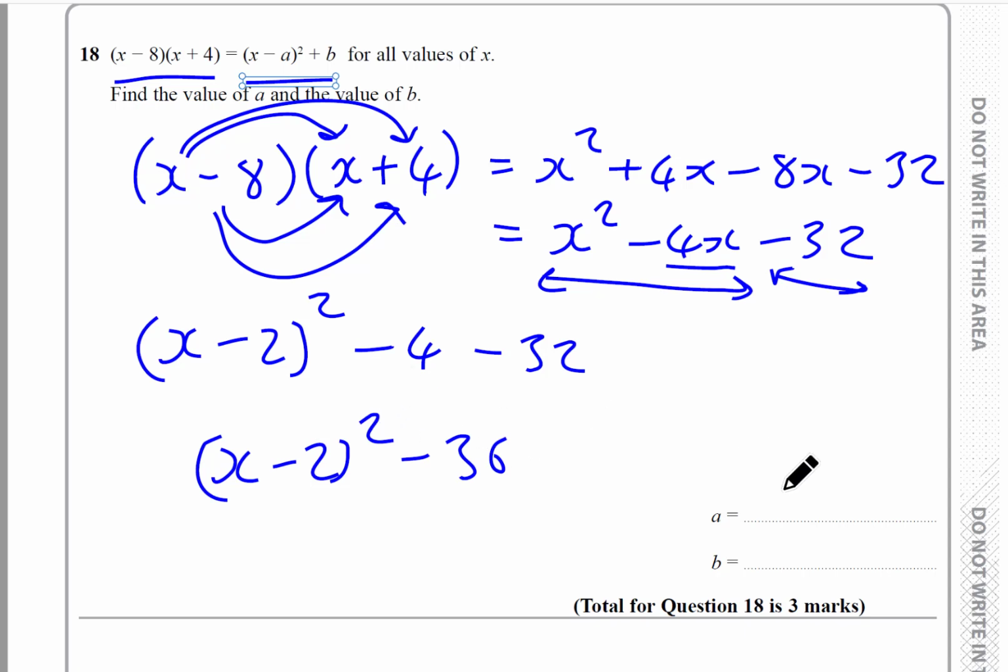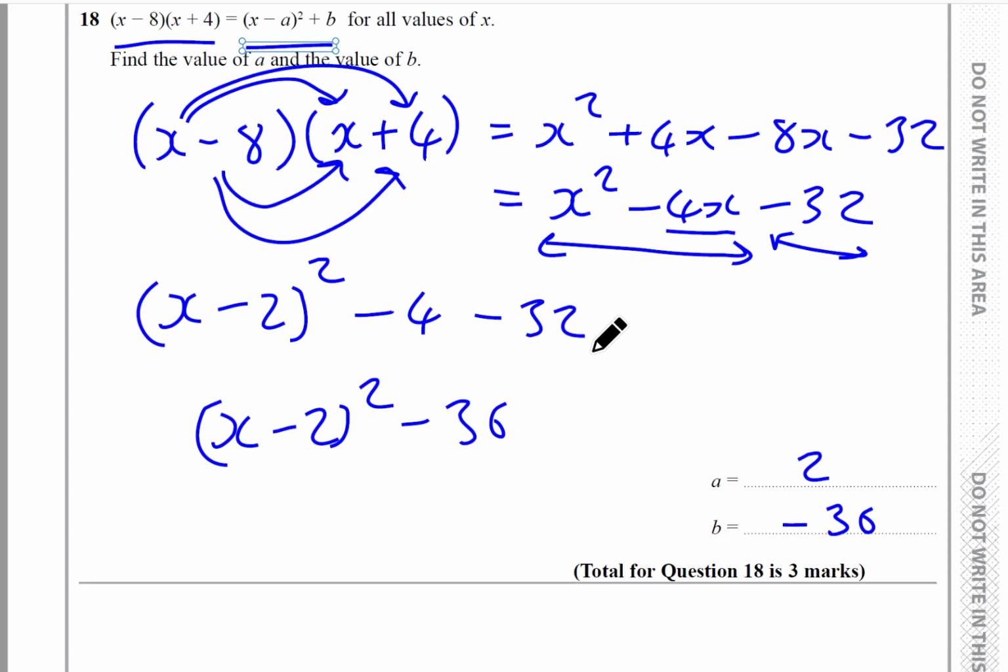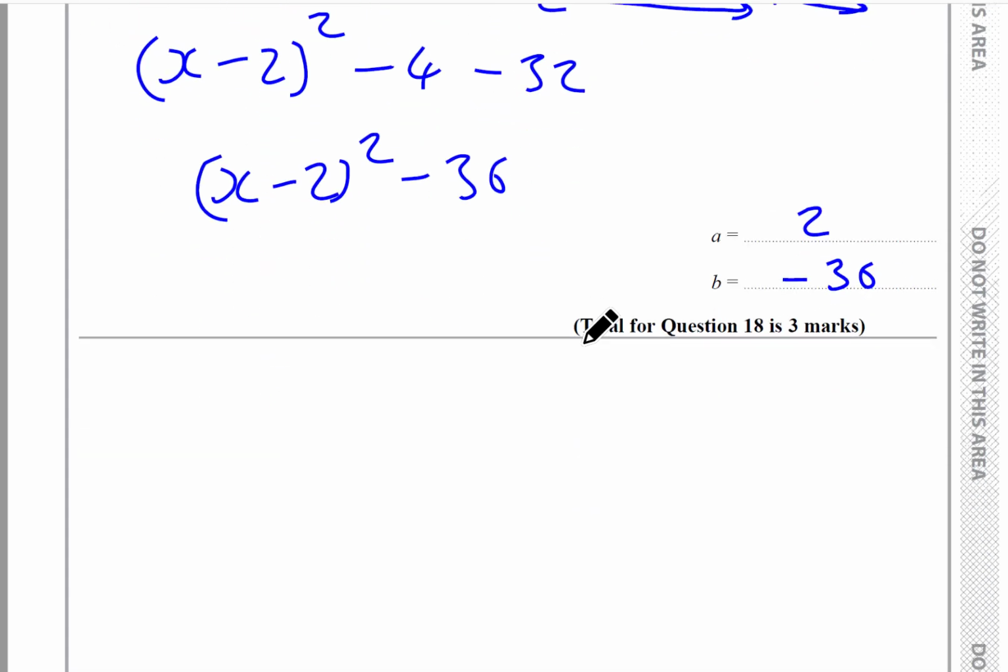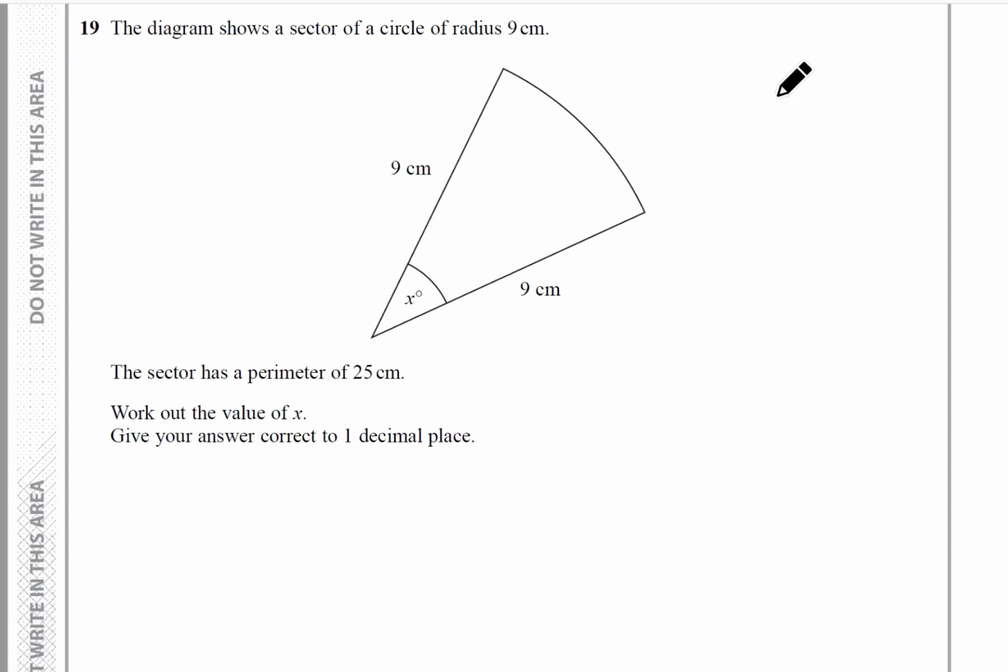So that's quite easy to see. A equals 2 and b equals, no, it's key here because it says plus b. B is actually minus 36 here, because if you plus a minus 36, it's the same thing essentially. Do not put 36. So that is a very nice question 18. And we're almost there. Question 19.